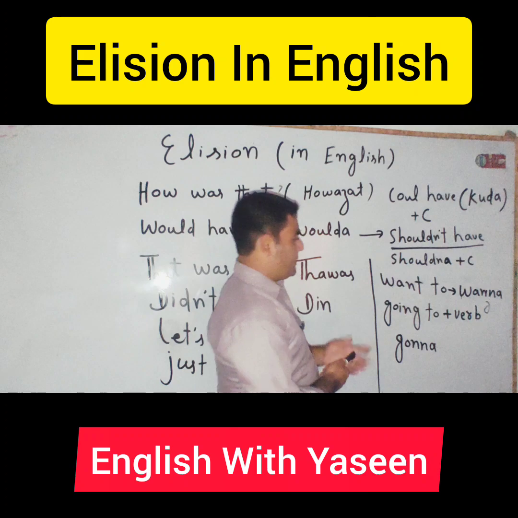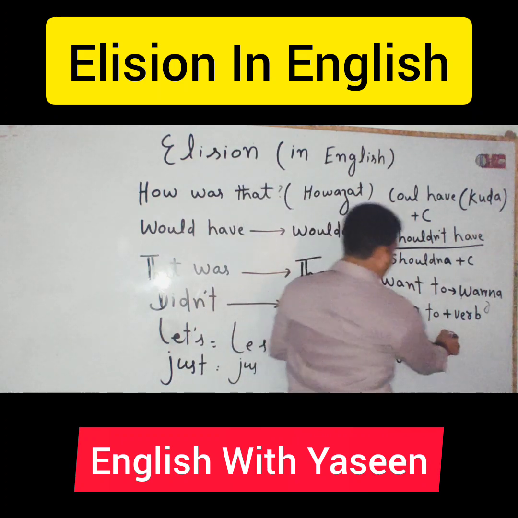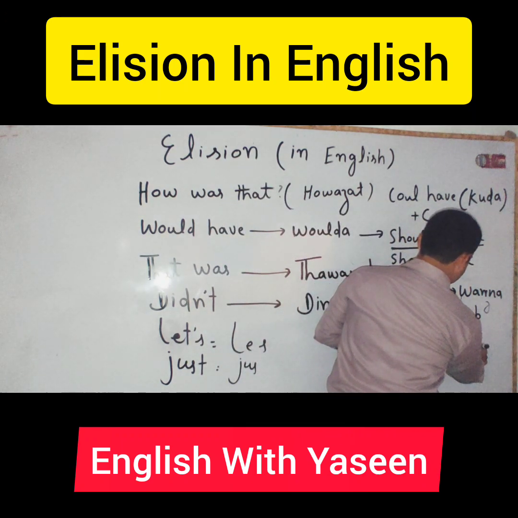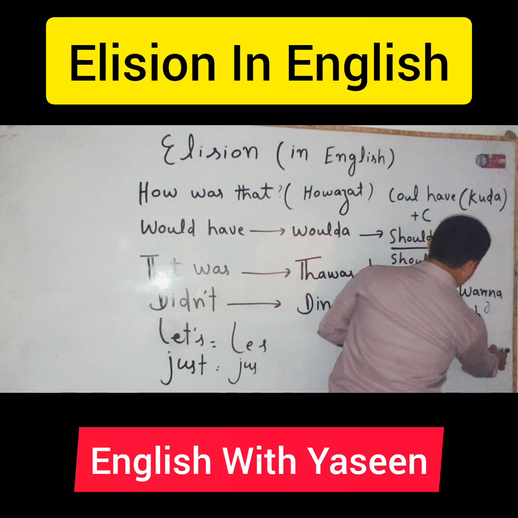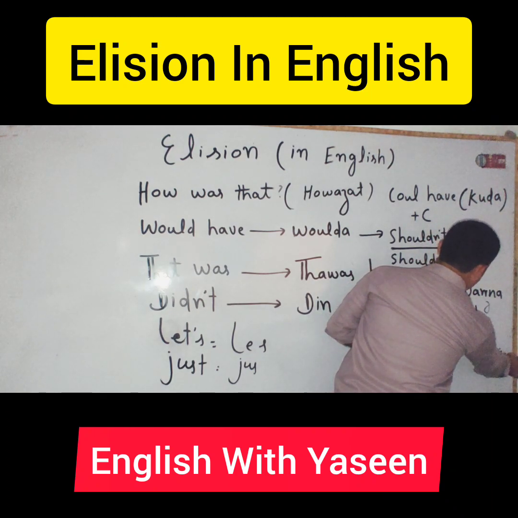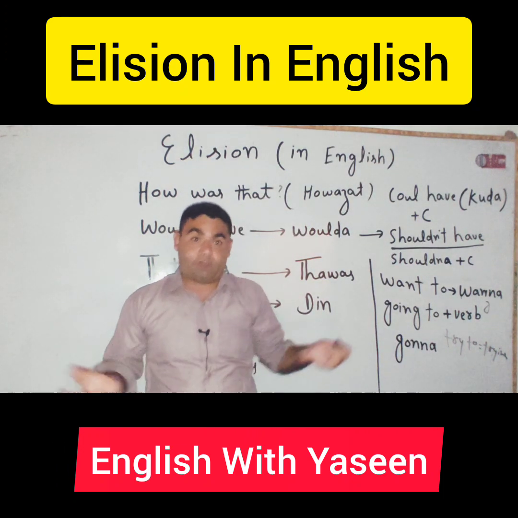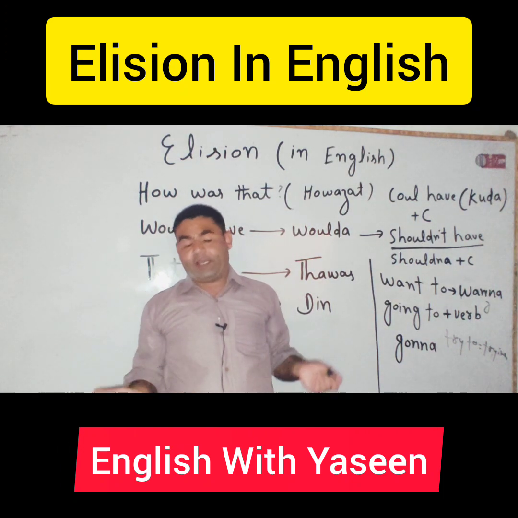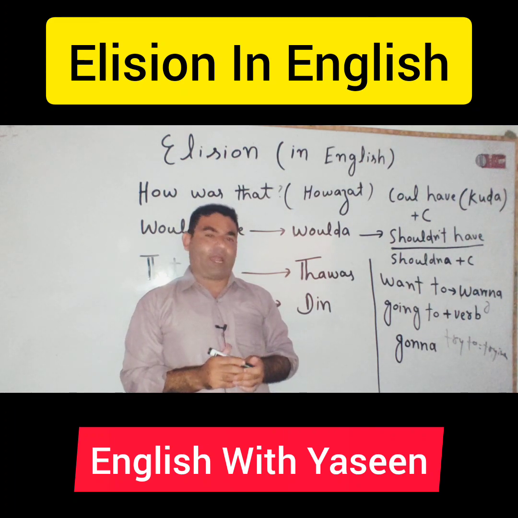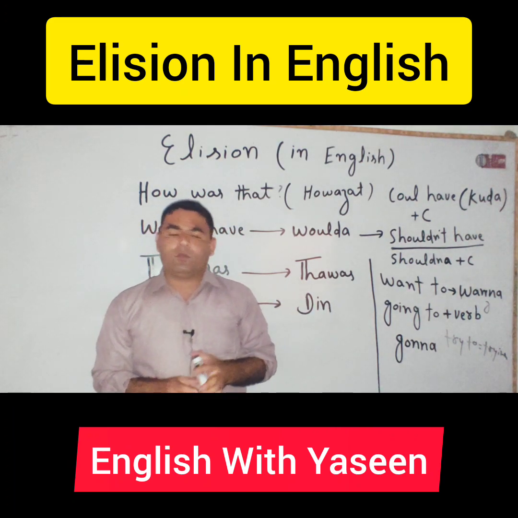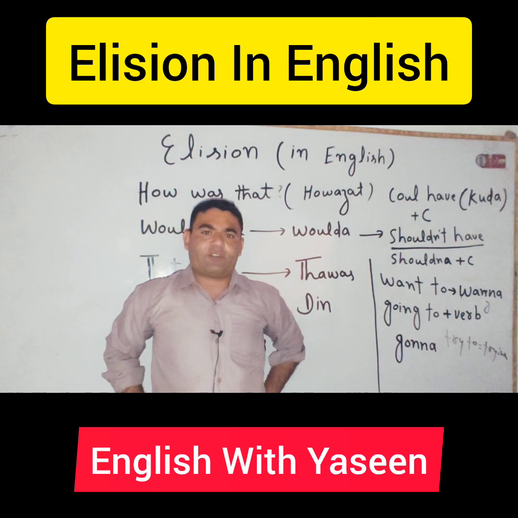And then there is another one like trying to. So instead of trying to, you can say tryna. For example, I'm trying to help you. I'm trying to go. I'm trying to learn English. Right? So you can practice elision. Now you will learn these things after practicing.